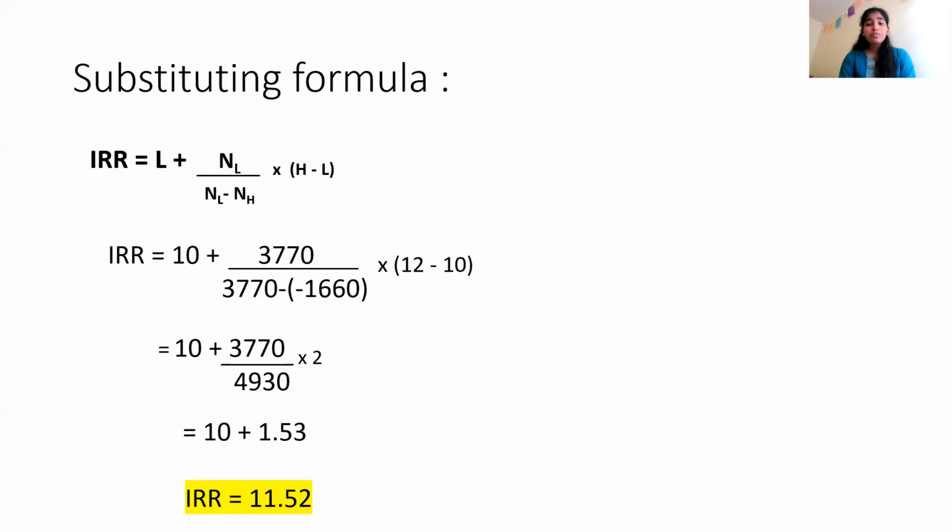Okay, 11.52. So according to our introduction, what did I tell you? IRR should be such that our NPV of the investment must be 0, right? So when you use this IRR rate, this discount factor, your PV of inflows will be equal to your initial outlay.